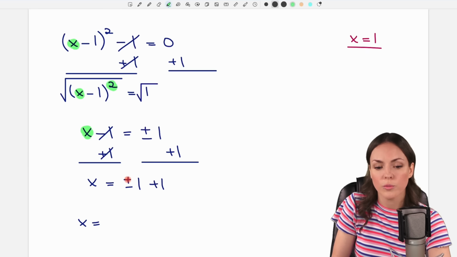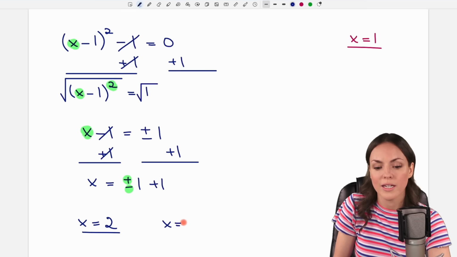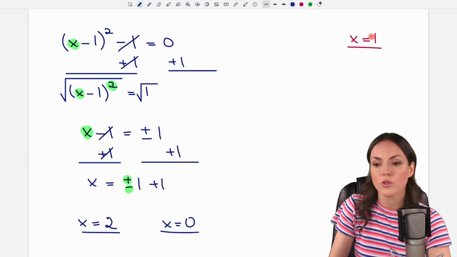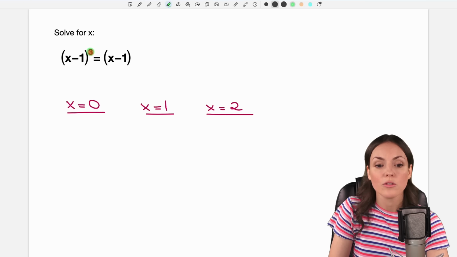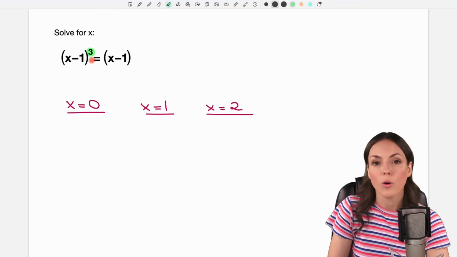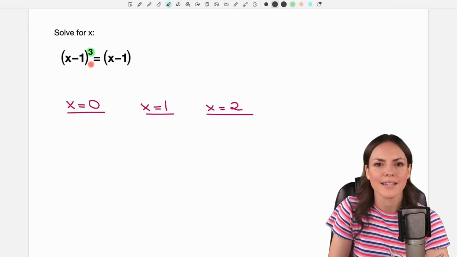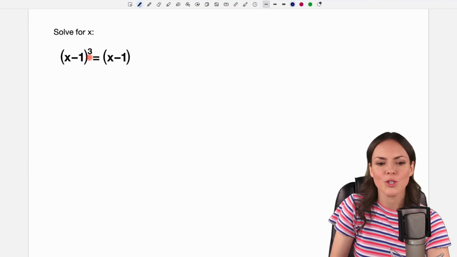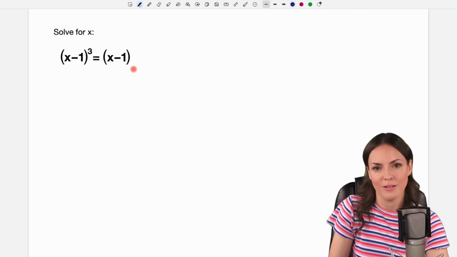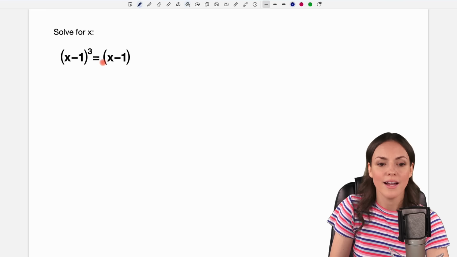A first solution with a plus, so plus 1 equals 2. And a second solution with a minus. Minus 1 plus 1 equals 0. So in total, we found 3 solutions for our equation. And because of this to the power of 3 here, it is only possible to find a max of 3 solutions.